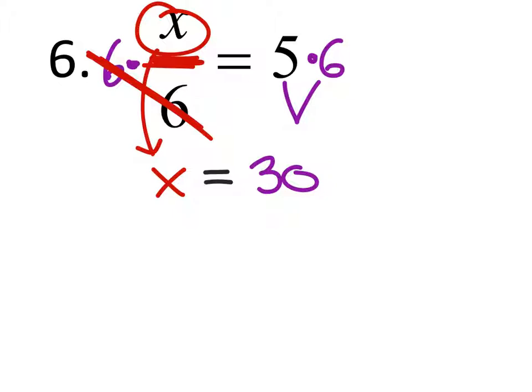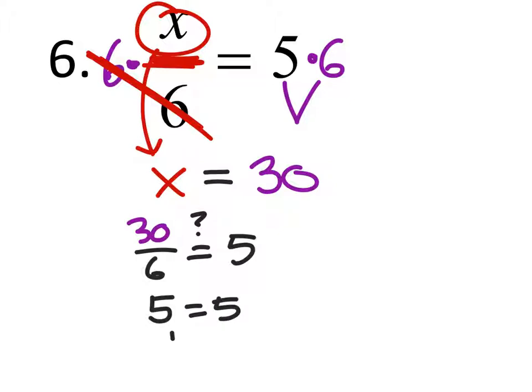Now again, we can check that. We should have 30 divided by 6. Does this equal 5? Well, yeah, 30 divided by 6 is 5. So that is true. And we know that our answer is correct.